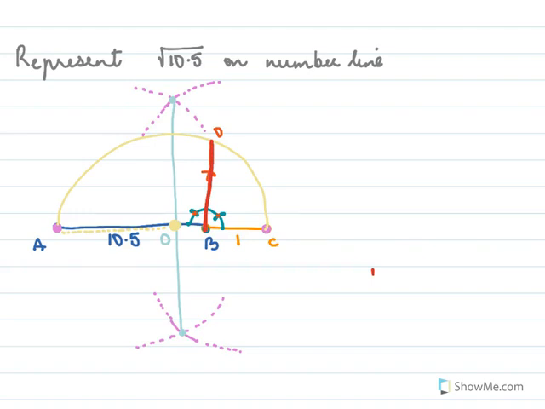Now you have to take it on the number line. So for that, you keep your compass at B, take the measure till BD, and then keep drawing an arc like this till you come here. So this is your point. I will call it D dash. Now in this case, you have seen that your BD is equal to BD dash. So your BD is under root 10.5. So your BD dash will also be under root 10.5.